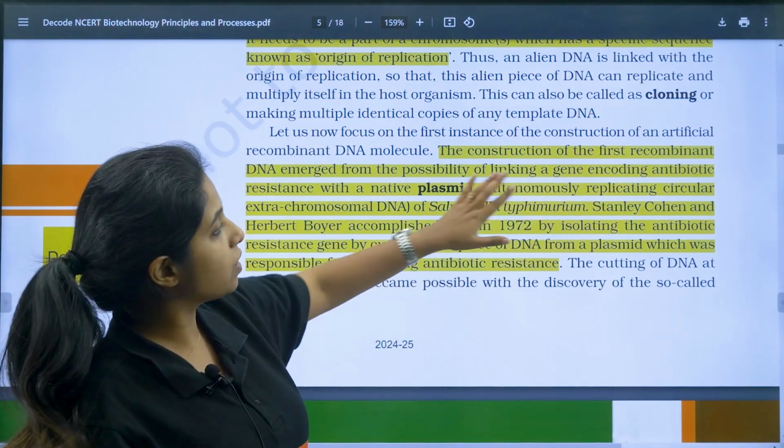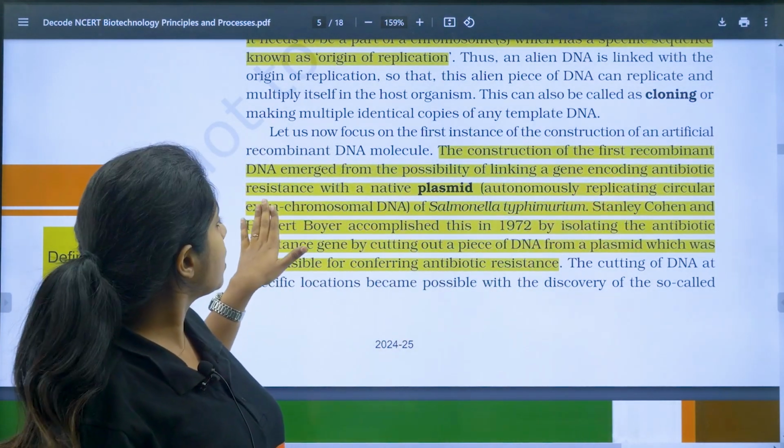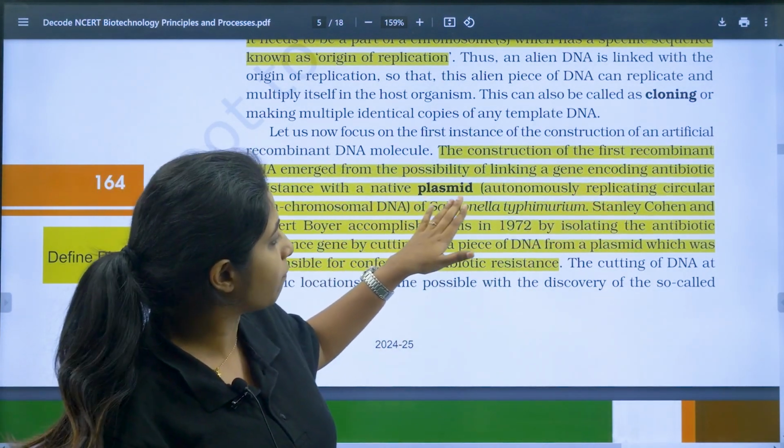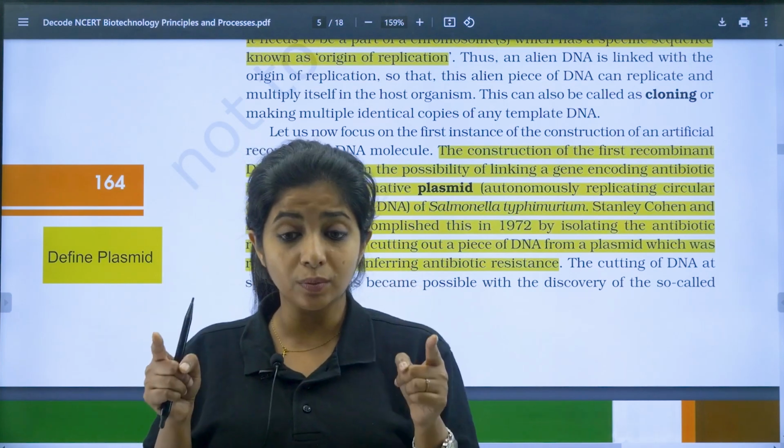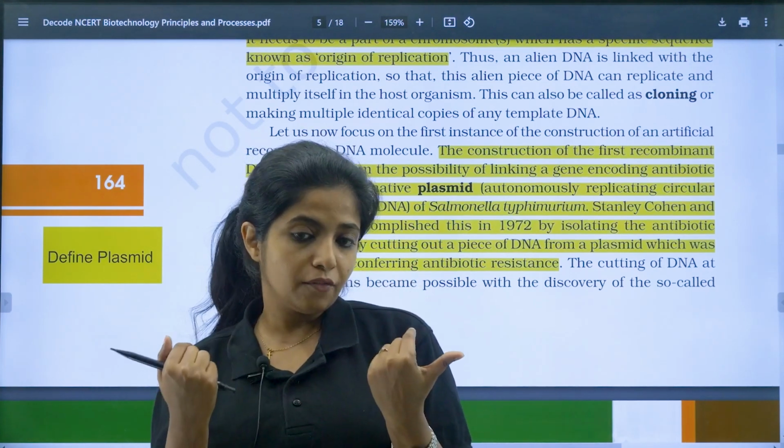The construction of the first recombinant DNA emerged from the possibility of linking a gene encoding antibiotic resistance with a native plasmid. So what do? A gene was there which was giving antibiotic resistance. For example, I am having the gene for antibiotic resistance.